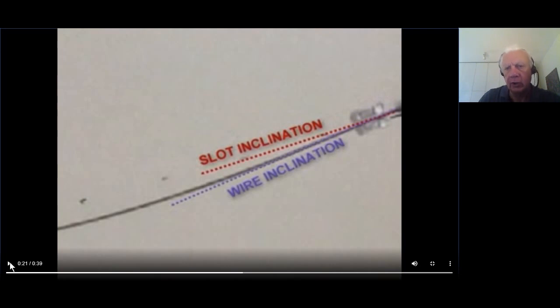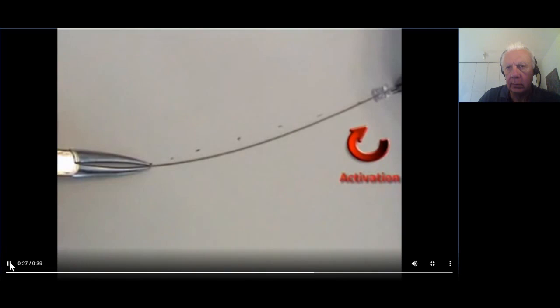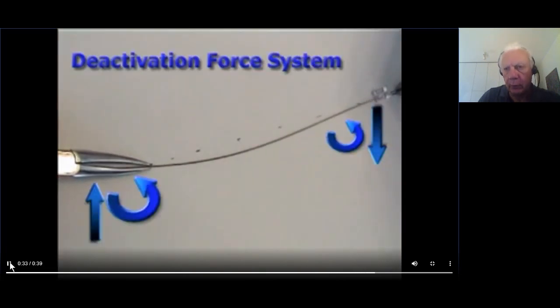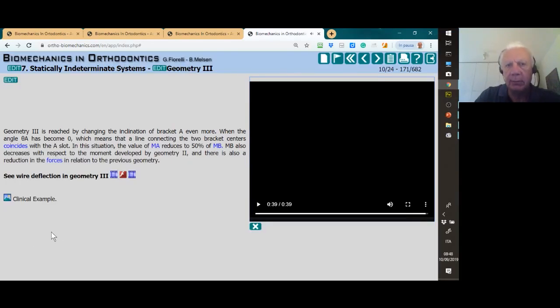So we have an angulation existing between the wire and the slot. This inclination requires that I bend the wire in this direction, and this is reducing the moment. So in spite of the fact that we have no angulation here, I will have a moment because of this bending.